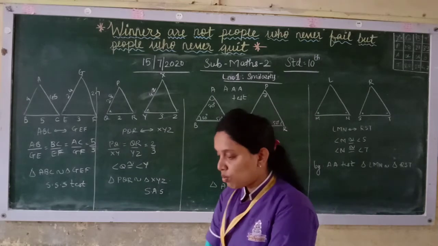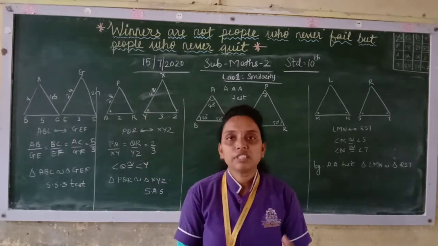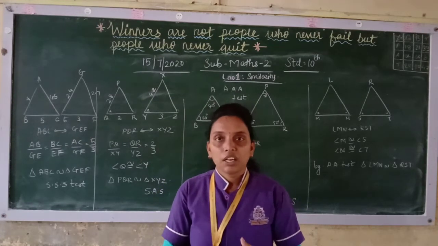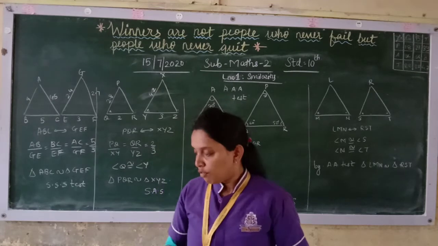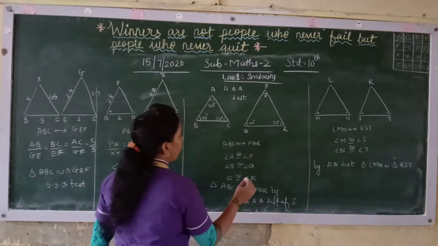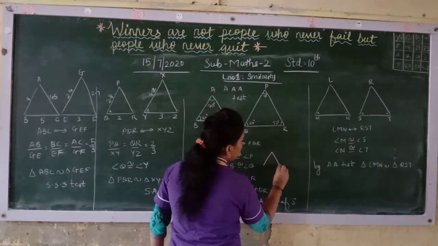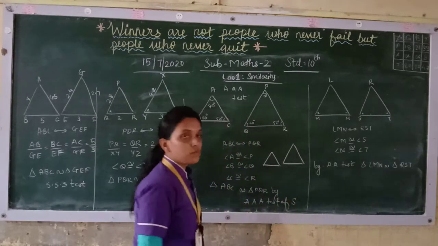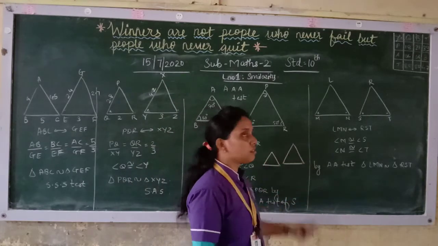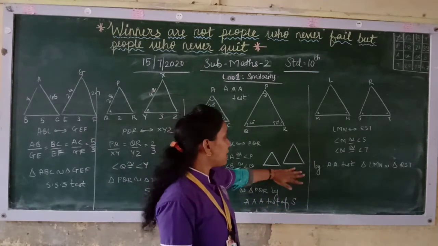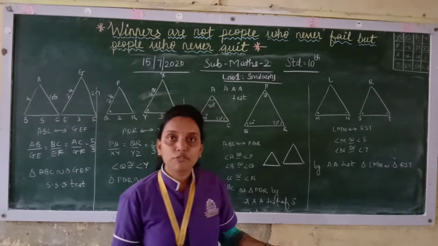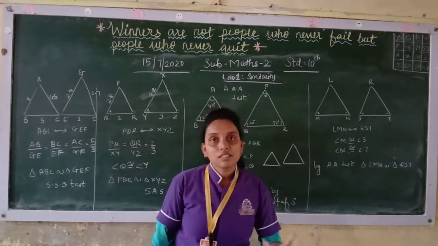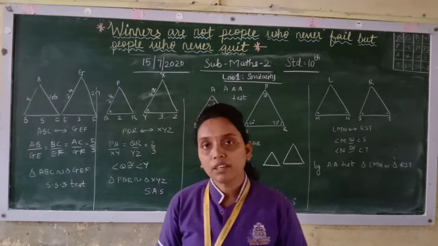Now see, similar means what? They will have the same shapes. Both the shapes will look the same, so that is similar. But they will not be of the same size. For example, if you are drawing two triangles over here, they both are of the same shape, but this is smaller and this is bigger. So these are similar triangles. They can be of different sizes. But if both the sizes are the same, then they will become congruent triangles.